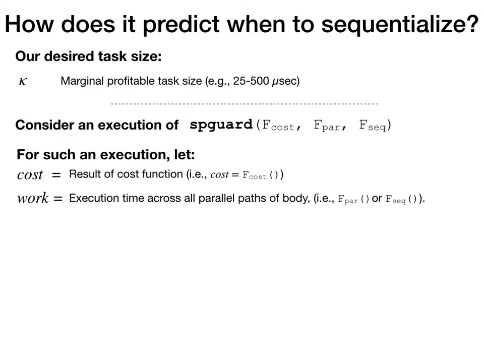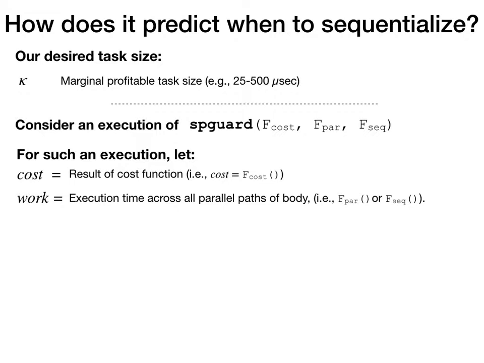As the body executes, the SP guard algorithm collects the total execution time over all parallel paths of the body. So if it's the sequential body, it's simple. Then we just use the cycle counter to measure the elapsed time. If, however, it's the parallel body, then we get the combined execution time across all parallel paths using a tree reduction. So let's call the result of this process the work.